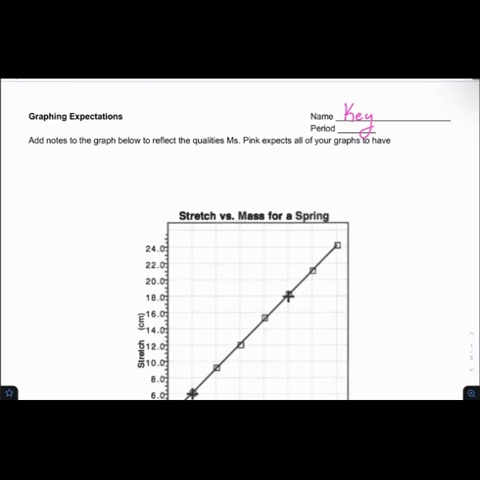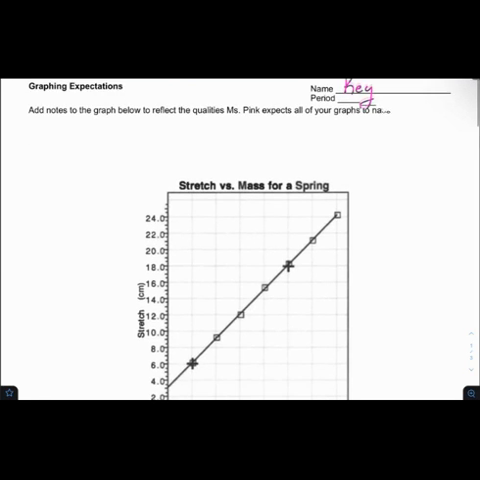So, just in case you were absent, or if you want to see it again with more of an explanation and me going step by step through all of the graphing expectations, I'm going to go ahead and create this video. This is for the worksheet called Graphing Expectations and Equation Writing. On here, I want to go through exactly what I expect in terms of graphs.